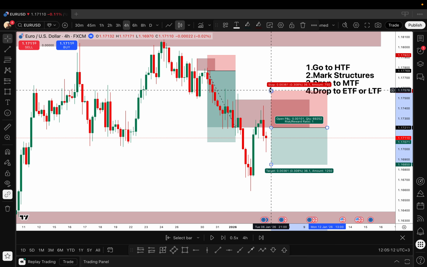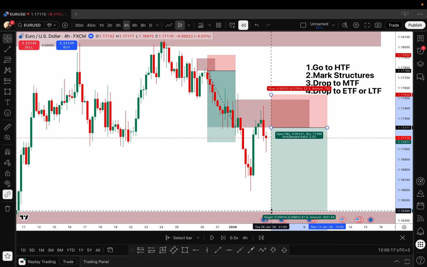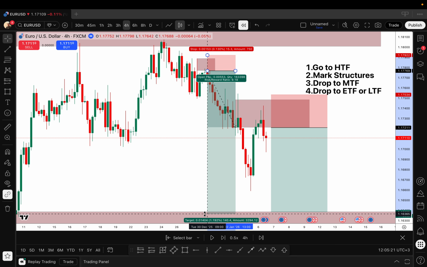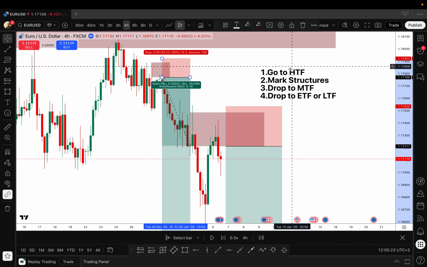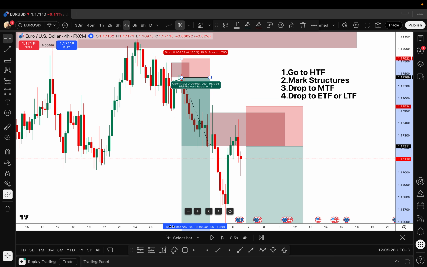Let me mark it again. It comes back to the zone and then starts dropping. So that is going to be a second entry. Remember, I still have the first entry here, and now the second entry you have gotten there. Following the same rules, guys. Good. So let's see what price does.